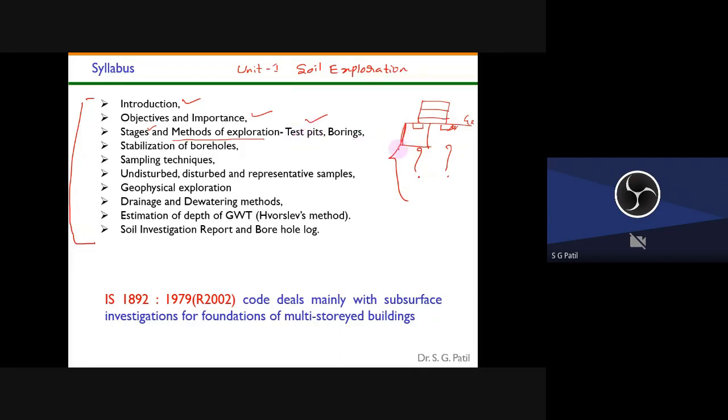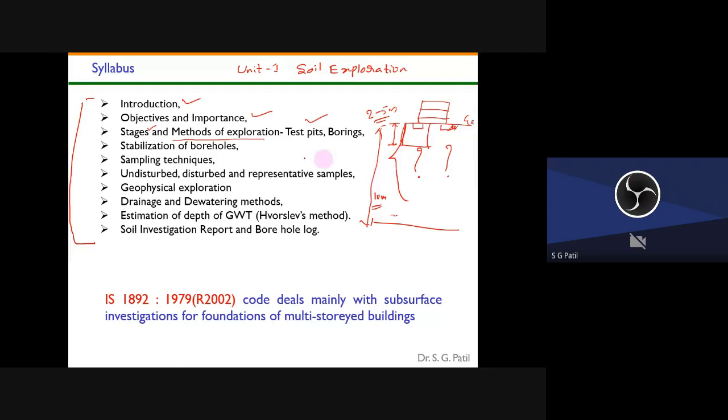These test pits can be done for a depth of around 2 to 5 meters, maximum 5 meters. Up to 5 meters only you can excavate and see. Suppose you are building a very heavy structure like a 10-story or 15-story building, then you have to explore to a deeper depth, maybe up to 10 meters. I should know what the different types of soil are up to 10 meters, for very heavy structures.